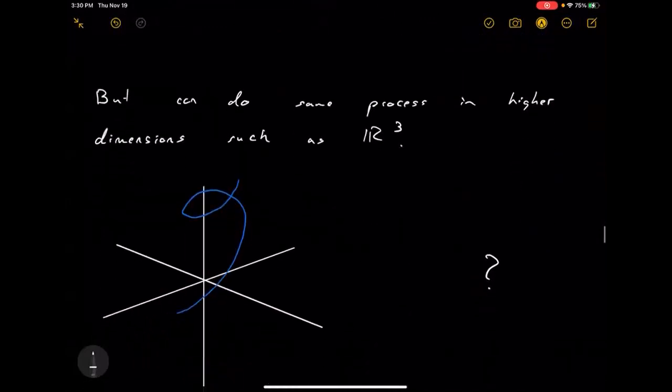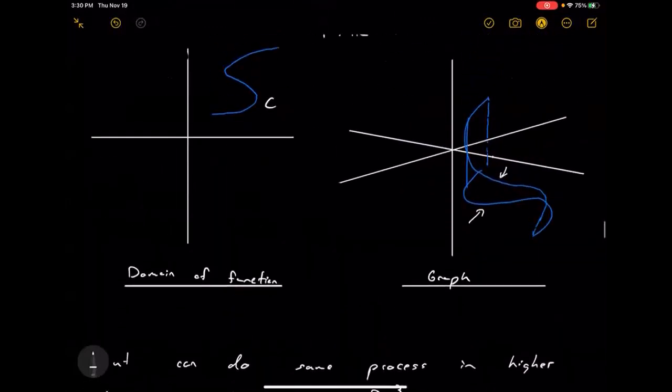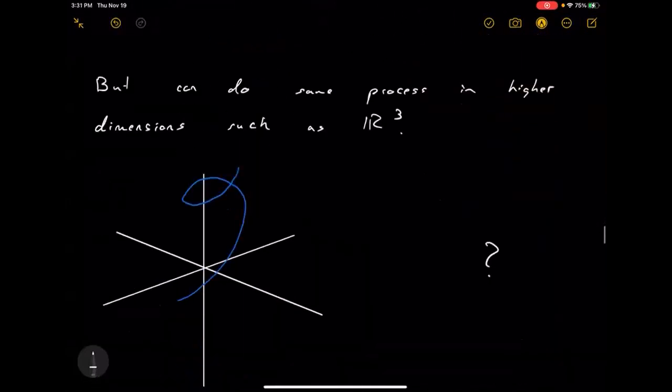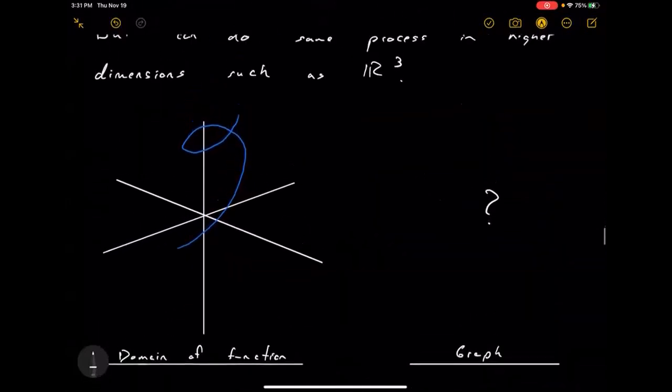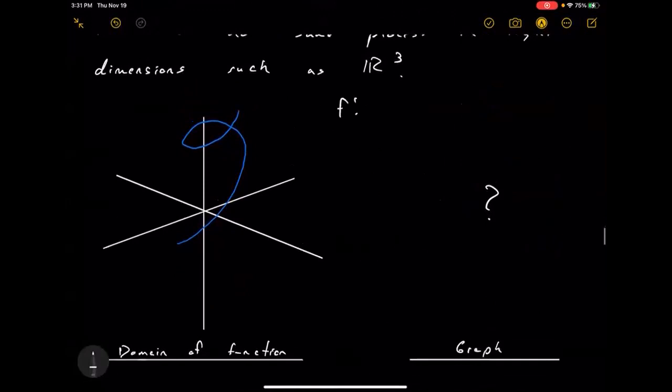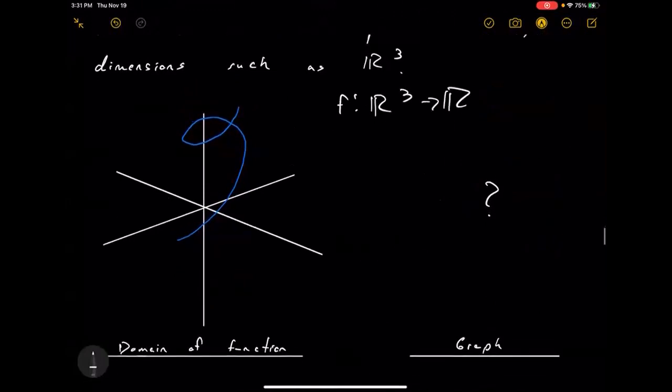But we can do the same process when our domain is in 3 variables. Let's say now we have a function R3 to R, and I want to integrate it along a curve C in R3. So now my domain is 3-dimensional. I have this 3-dimensional domain, and I'm integrating along this curve in R3.